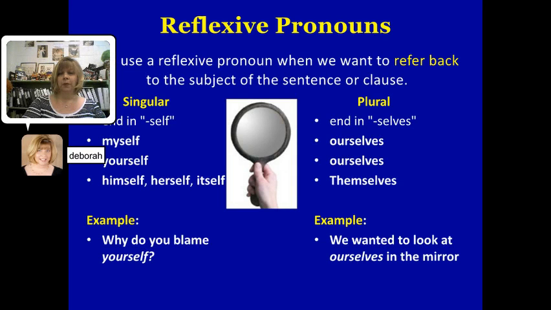Reflexive pronouns are used when we want to refer back to the subject of a sentence or clause, or sometimes they are used for emphasis or for clarity. The singular forms will always end with self, as in myself, yourself, himself, herself, and itself, and the plural form always ends in selves, S-E-L-V-E-S. You'll notice that with ourselves, themselves, yourselves, as in why do you blame yourself, referring back to you, or we wanted to look at ourselves in the mirror as that sort of reflection.